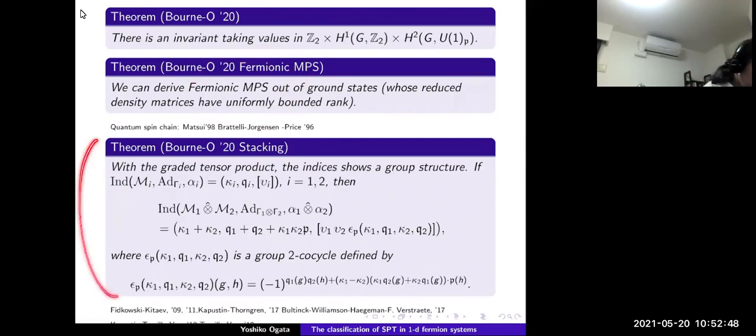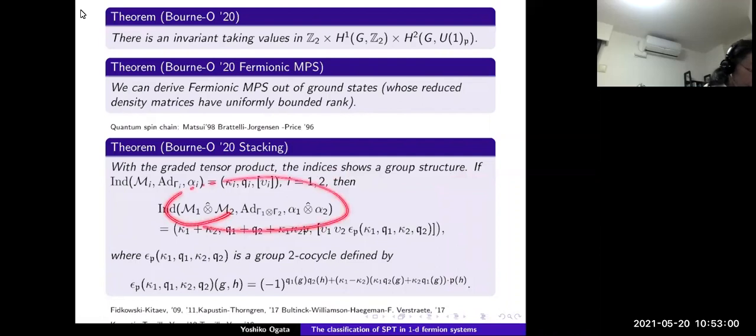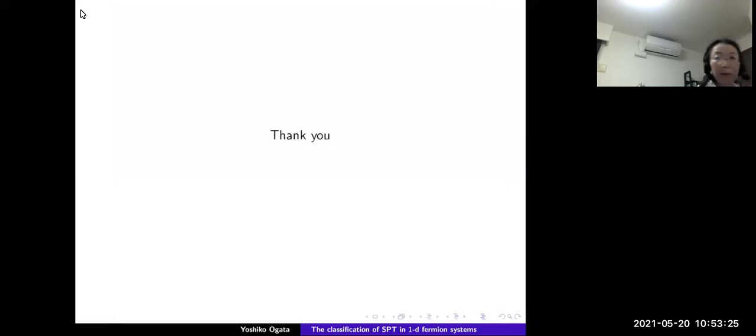And the second thing is that these indices show some group structure when we consider a graded tensor product. Which may not be very surprising, because the graded tensor product is associative. But anyway, it follows some concrete group law, and it's a bit complicated, but yes, we can see that. So, thank you very much for your attention.